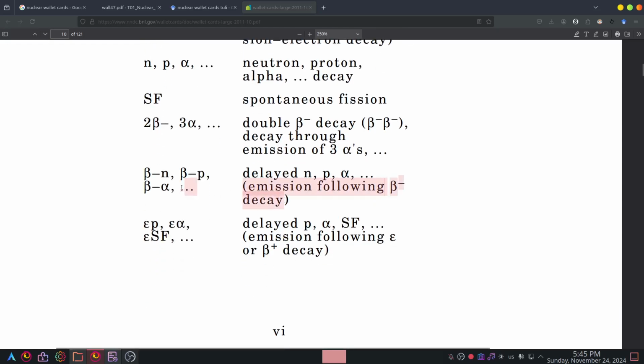Okay, here we talk about beta minus n. It says delayed neutron proton alpha following a beta minus decay. So this is quite common, as you saw just now. And this is actually quite important for reactor physics. But we'll talk about that later.